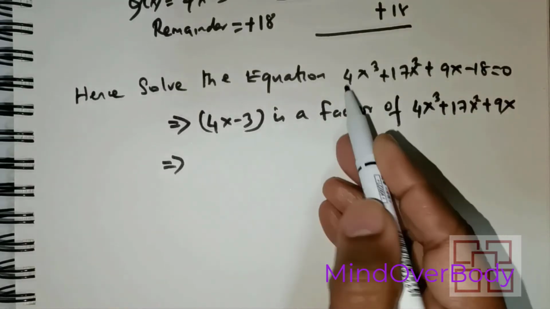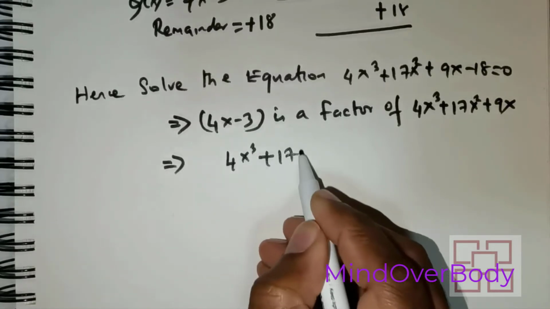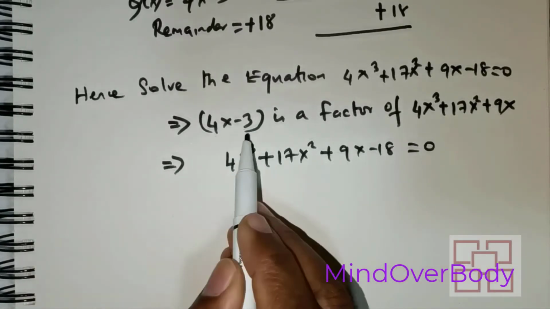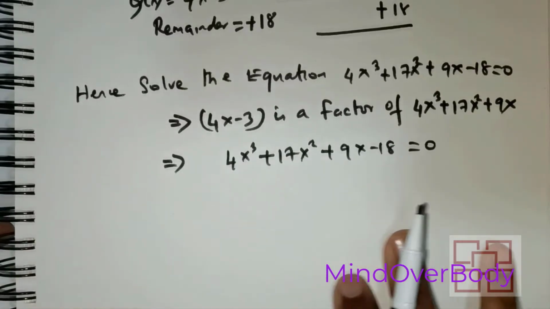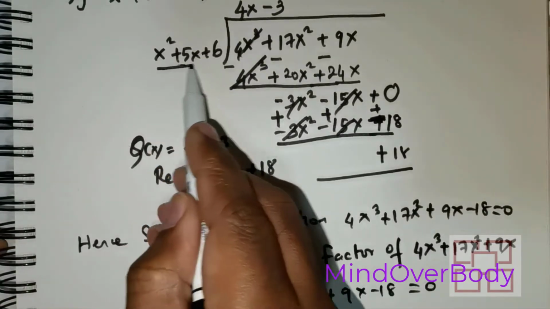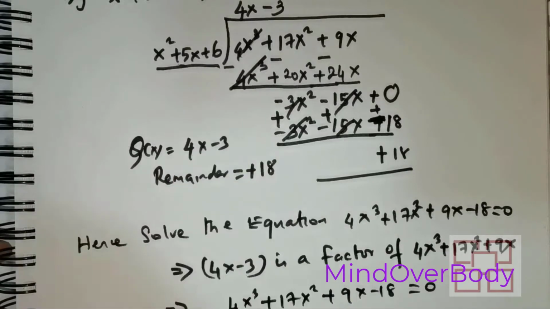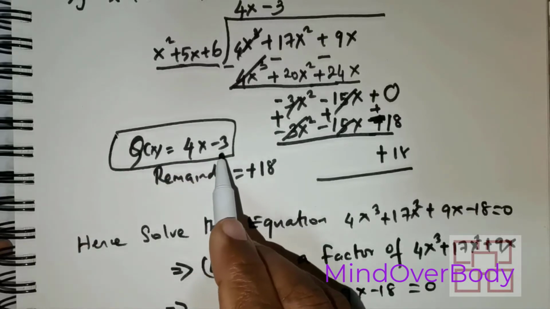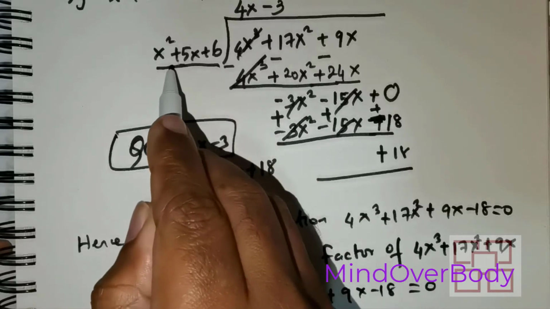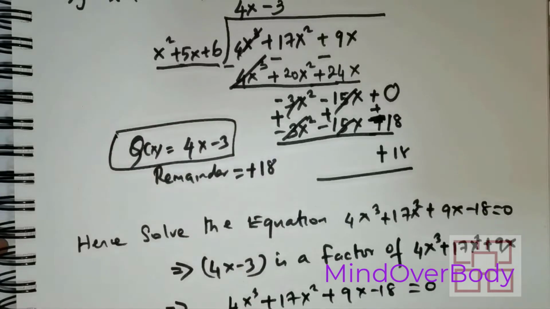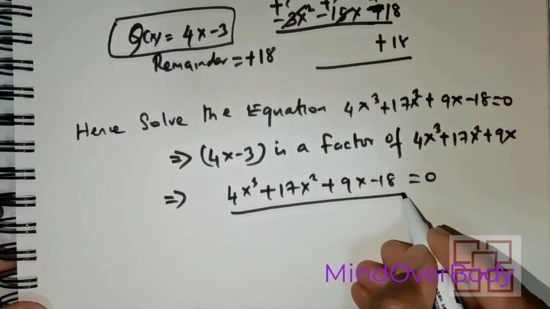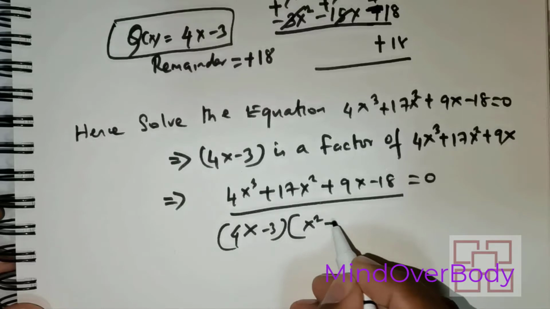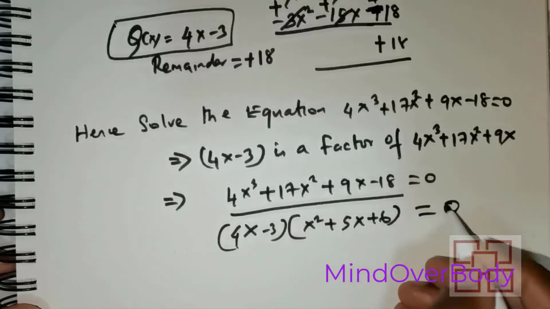So this would mean I can rewrite 4x cubed positive 17x squared positive 9x negative 18 equal to 0 as a product of 4x negative 3, because 4x negative 3 is a factor. Now from the previous question you know that when x squared positive 5x positive 6 divides the polynomial, we are left with 4x negative 3 as the quotient, and its divisor is x squared positive 5x positive 6. So we are going to rewrite this given polynomial as the quotient, which is 4x negative 3, multiplied with the divisor x squared positive 5x positive 6, which will give us a remainder 0.